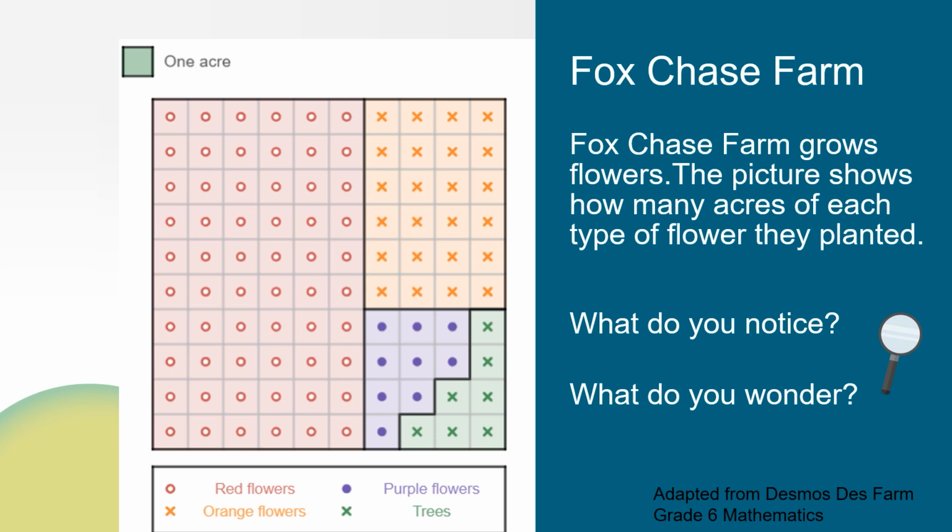You might be wondering, why are there more red flowers than any other type of flower? Do they sell these flowers? And if so, do a lot of customers request red flowers? You might be wondering, why are trees included in this flower farm? There's a lot of questions you could ask the farm about why they designed their farm this way. Let's see how fractions, decimals, and percentages relate to this situation.